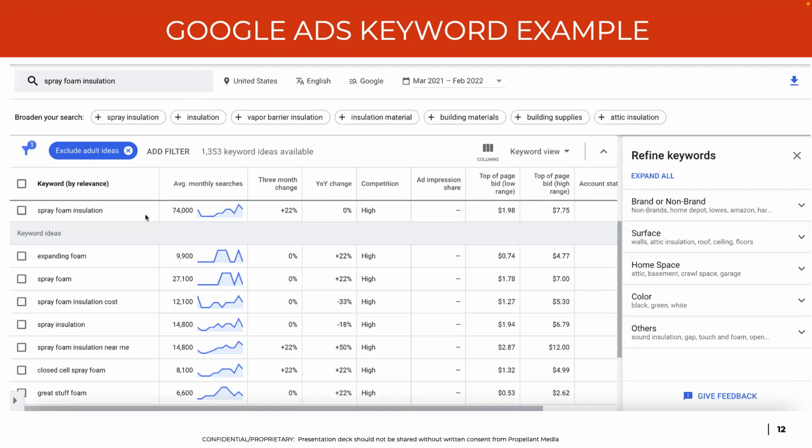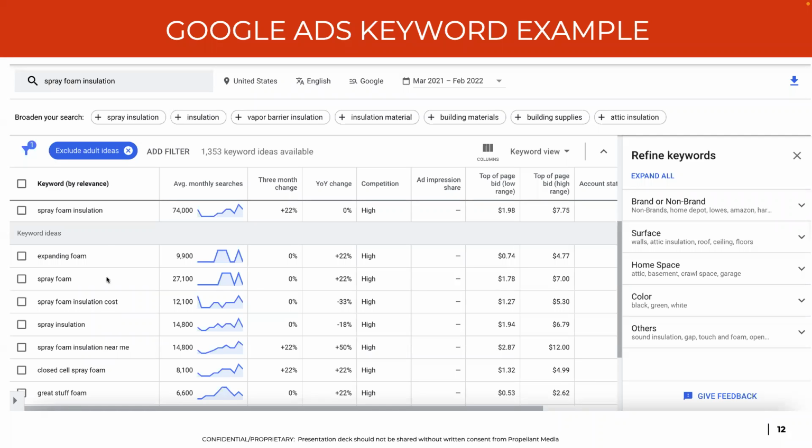So very powerful keyword. That might be one we pick out. Expanding foam, we'd probably give it a shot, see what kind of conversions we can get from that. But one that I may not do is great stuff foam. That's either a competitor or a can that's sold out there. So we may decide that for this client that's more of a service-based business, we don't want to go after someone that contextually is searching for a spray foam can or DIY or do it yourself or Home Depot or Lowe's. We want someone who is looking for spray foam insulation near me. Maybe spray foam insulation costs, but you kind of get the gist.